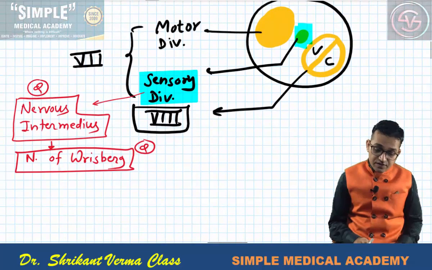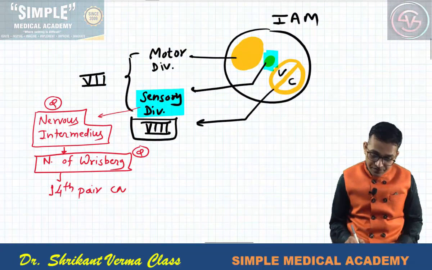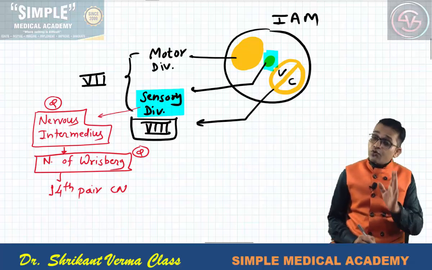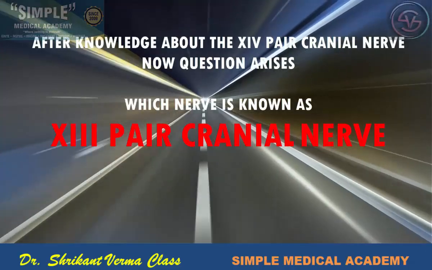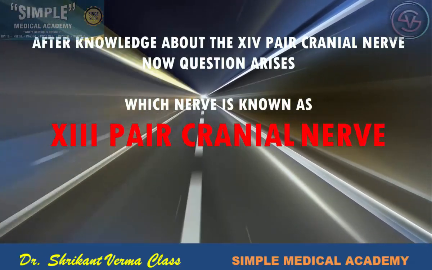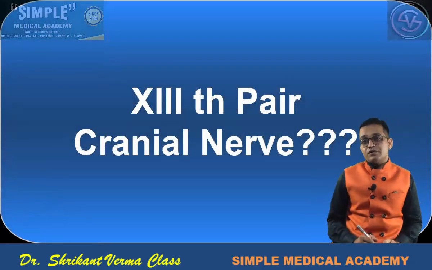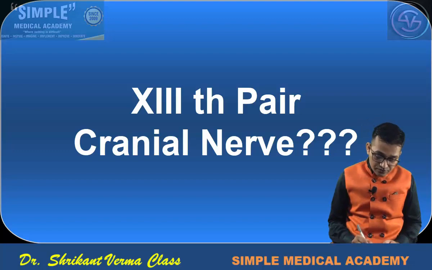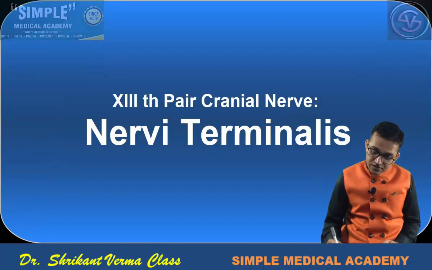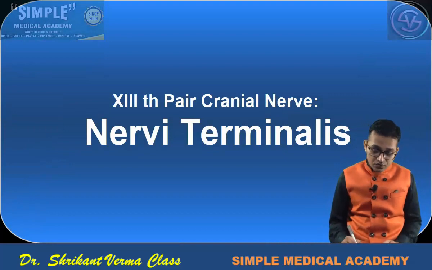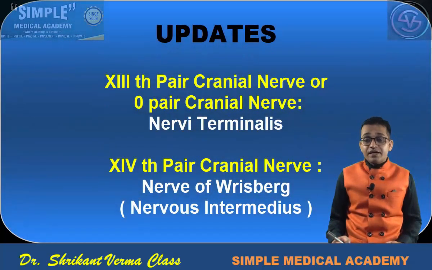Okay, this nerve is also considered as the 14th pair cranial nerve. We know that there are 12 pairs of cranial nerves, but this nerve is considered as the 14th pair cranial nerve. So which nerve is considered as the 13th pair cranial nerve? Okay, you can write down 13th pair cranial nerve. This is the nervi terminalis. This is one update. Okay, so which is the 14th pair cranial nerve? Nerve of Wrisberg.